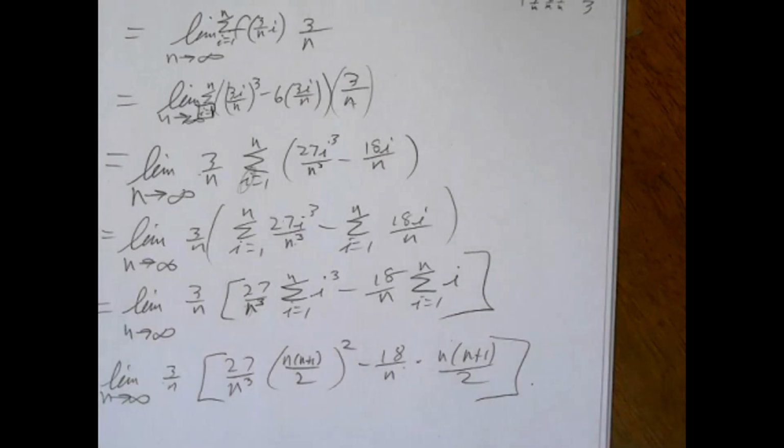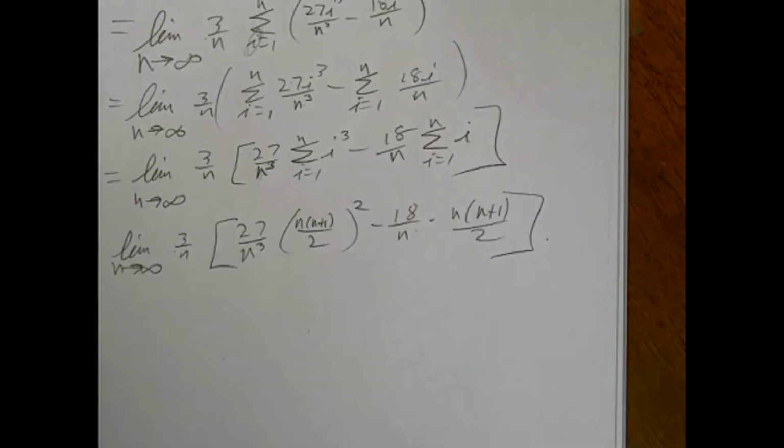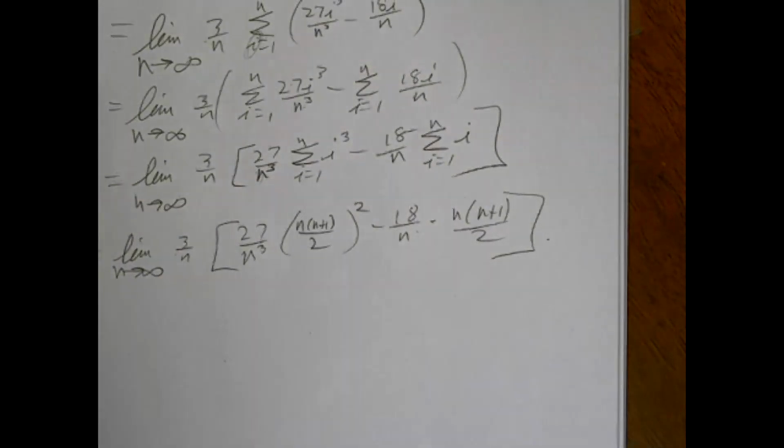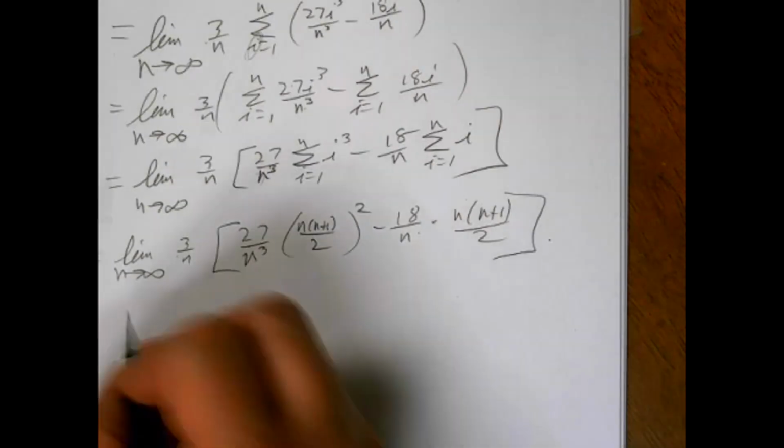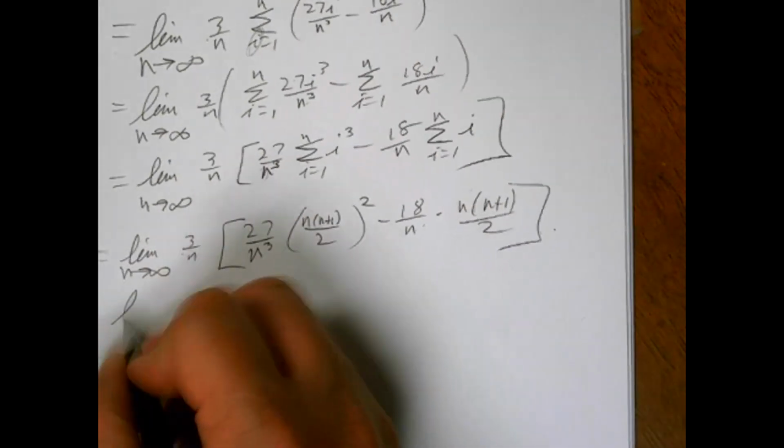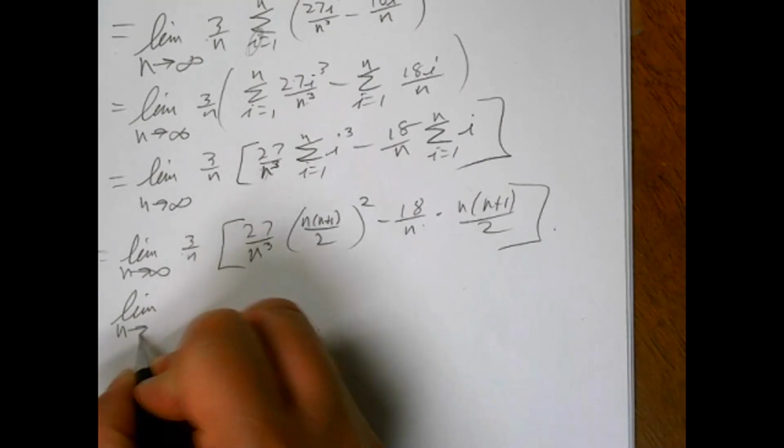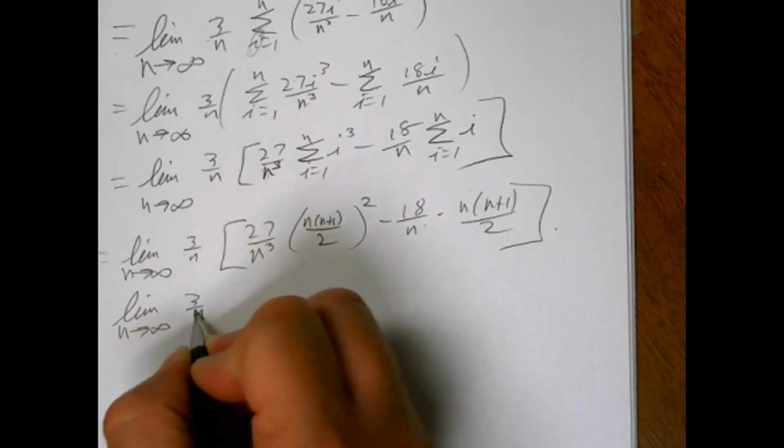Okay, so that's the summation part. The summation part is finished. So now I need to do a little bit of cleanup. All right, algebraic cleanup. This is the limit as n approaches infinity of 3 over n.